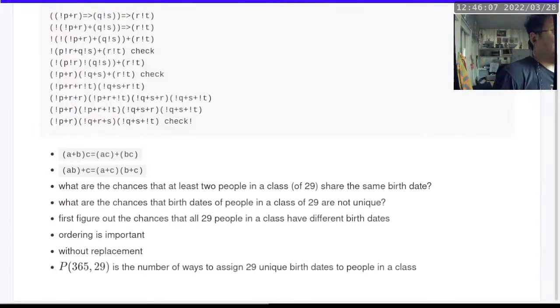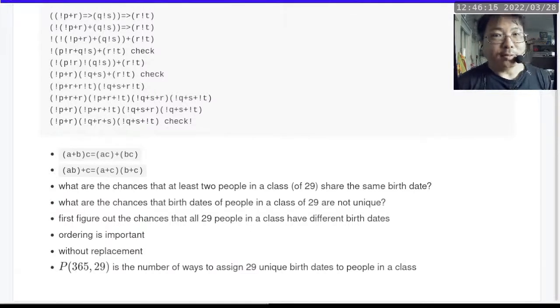And we need to know the total number of ways to assign 29 birthdays to get the cardinality of all the possible outcomes. So this is not really all the possible outcomes. This is the cardinality of the outcomes that we are quote unquote interested in. But it is not representing how many ways we can have birth dates actually assigned to people. So let's deal with that problem.